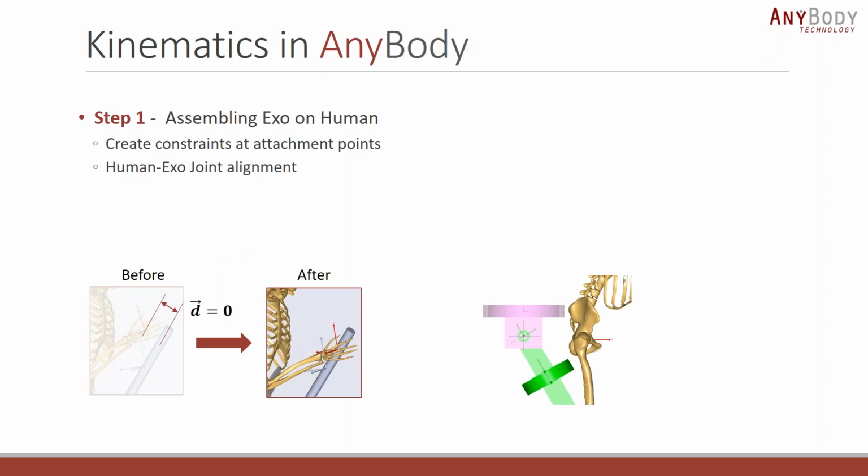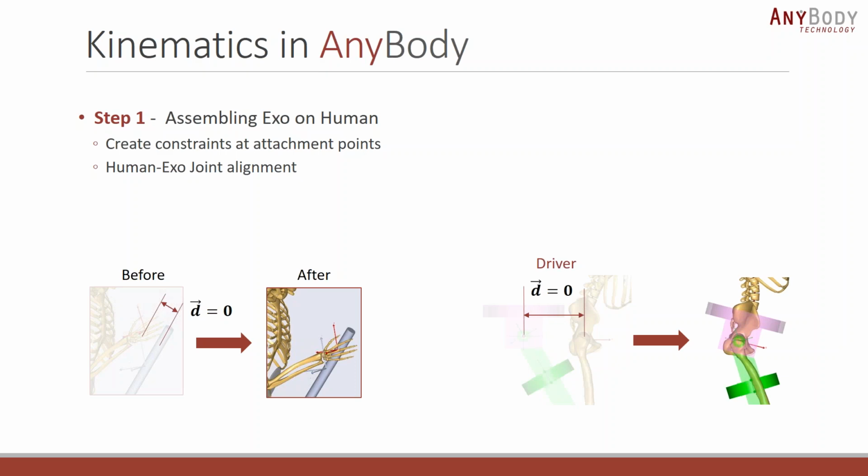Similarly, if you want to align the hip joint of this exoskeleton with the hip joint of the human body, you would again use a measure to measure this distance, and you would then use a driver to constrain the value of this measure to 0, and this would again result in an aligned hip joint.